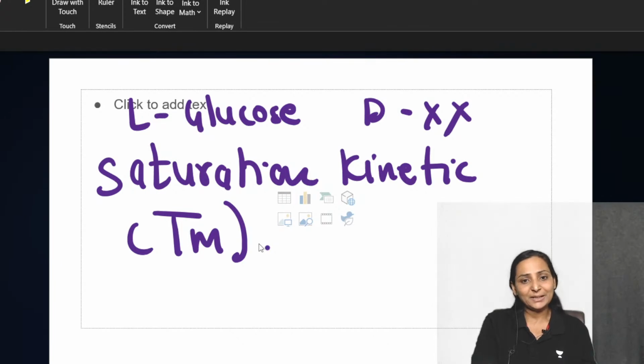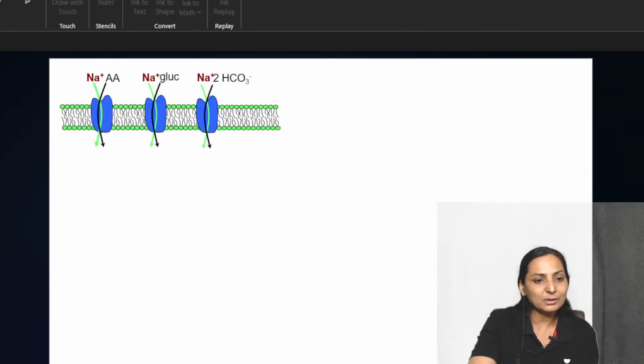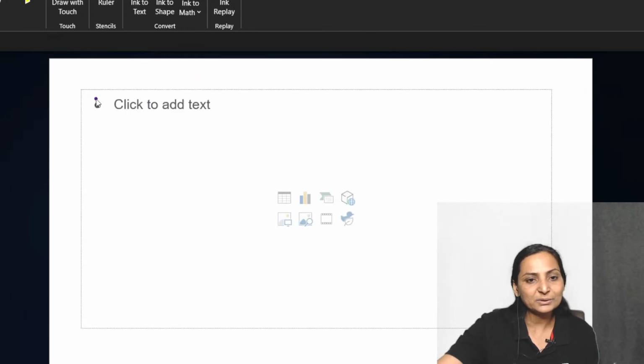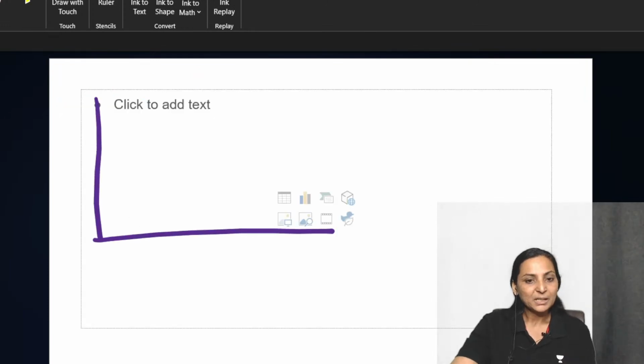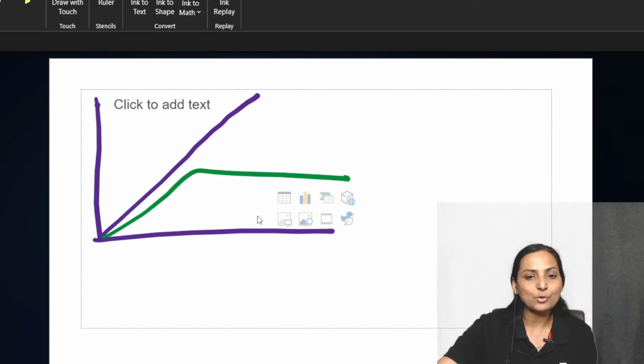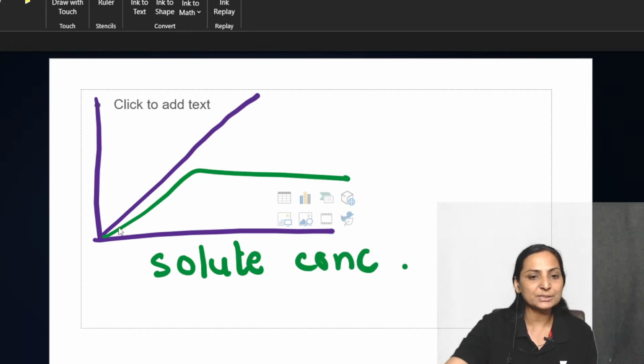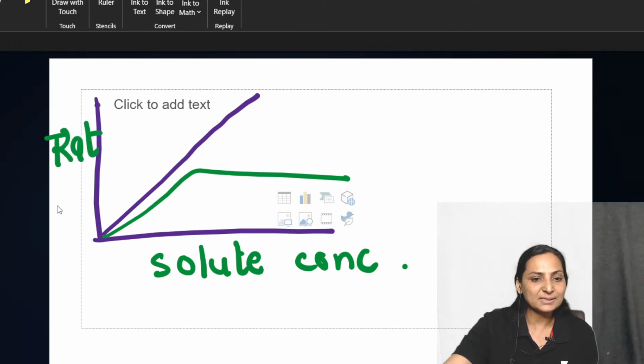Active transport will bear the same features as facilitated diffusion, but ATP will be used only with active transport and not with facilitated diffusion. Now this can also come as a graph. I can give you this question in the form of a graph. If I draw one as a linear correlation and the second as a plateau, on the x-axis there is going to be the solute concentration, and on the y-axis the rate of transport, right?